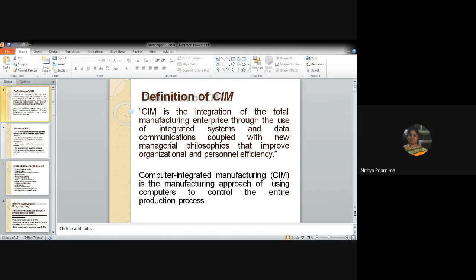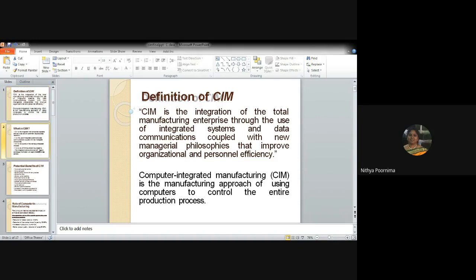But let's look at the other definition for SIM. SIM is the integration of total manufacturing enterprises through the use of integrated systems and data communication coupled with new managerial philosophies that improve organizational and personal efficiencies. This is an elaborate way of defining SIM, but the very simple and easily understood definition is: SIM is a manufacturing approach of using computers to control the entire production process.